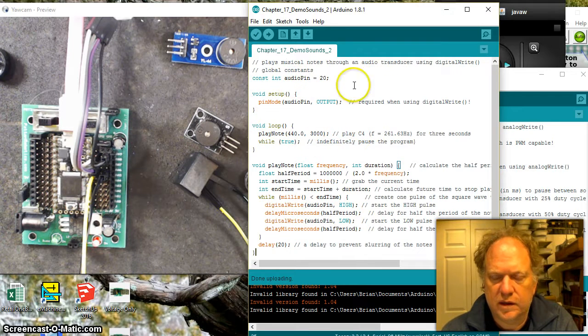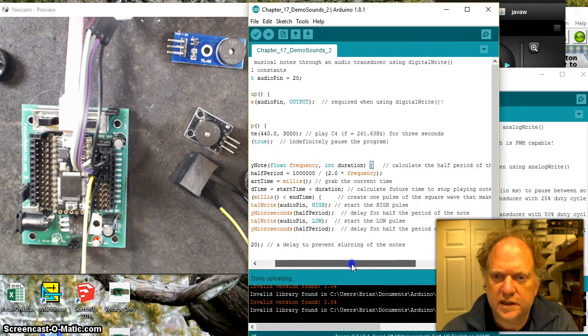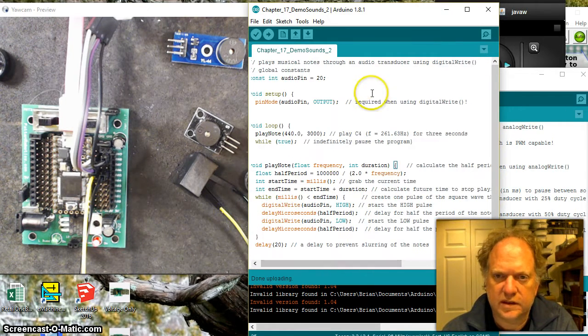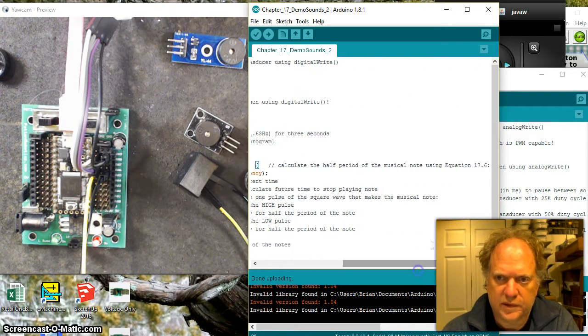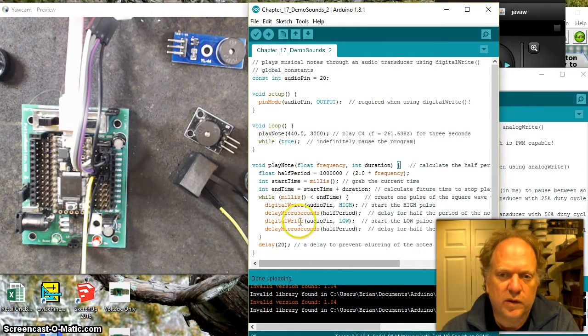Okay, so here we have a sketch that was written by Chris that does exactly what I was just talking about. We can set a note, for example, 440, which is C4, and a duration. And there's a fair little bit of mathemagic going on right here, which I'm not going to explain, but you can read about it in 17.6. But I do want to point out that the on time and the off times are equal.